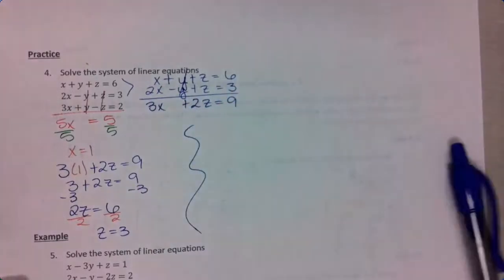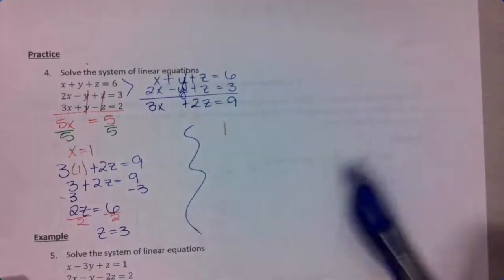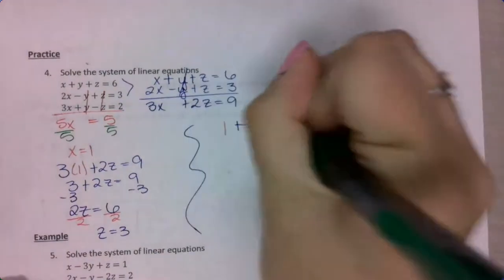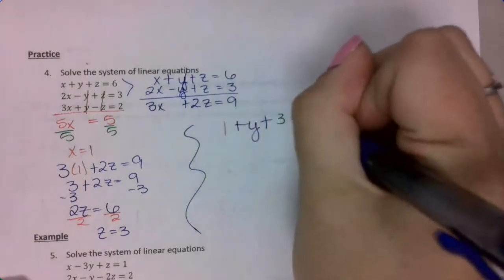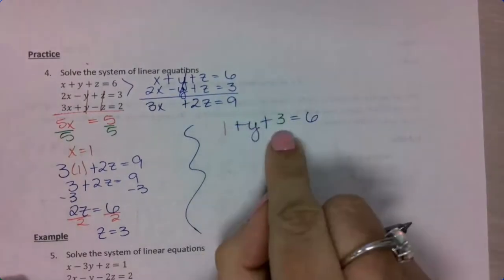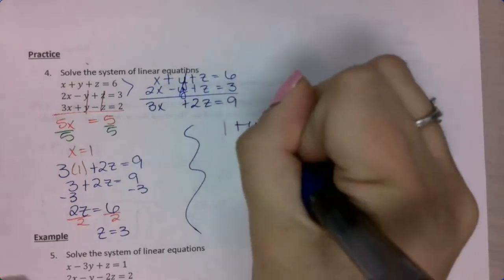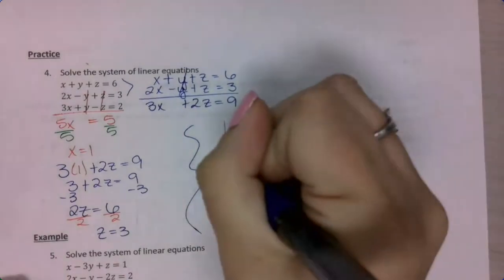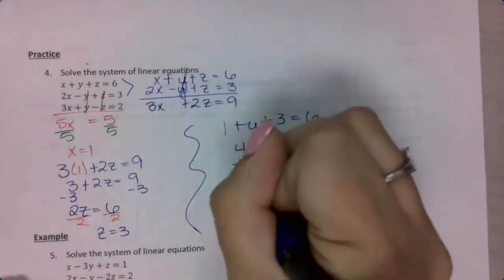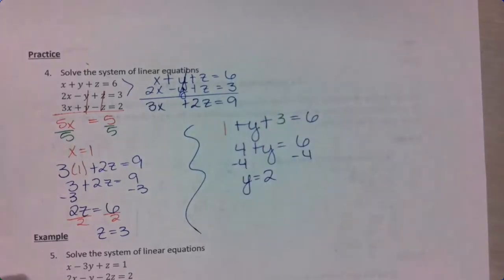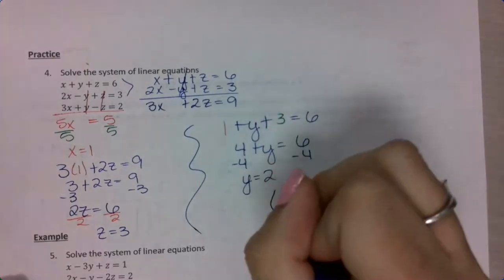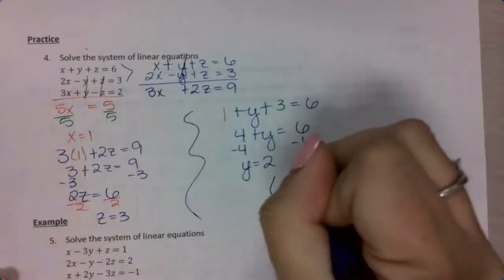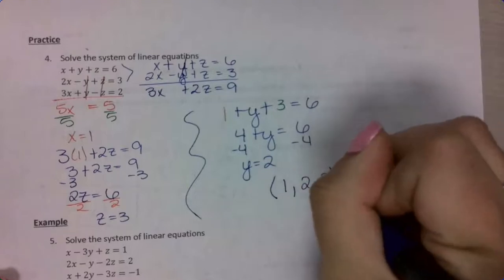So I know my x. This is 1. I don't know my y. I know my z. And I know this should equal 6. So I'm going to go ahead and combine my terms. 1 plus 3 gets me 4. Still have that y, and it still equals 6. Then I want to go ahead and subtract 4 on both sides. This gets me y equals 2. I have all three coordinate points, so they go in alphabetical order: x, y, z. So x was 1, y was 2, z was 3.